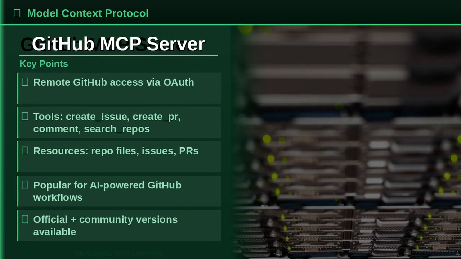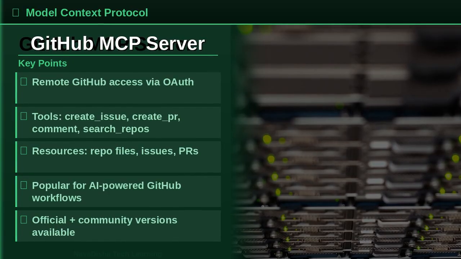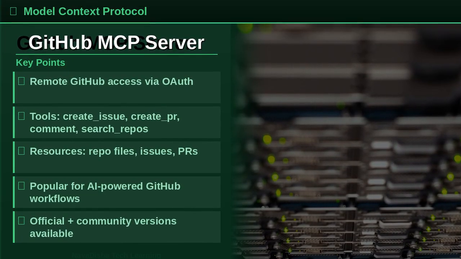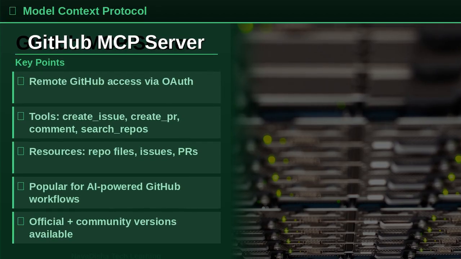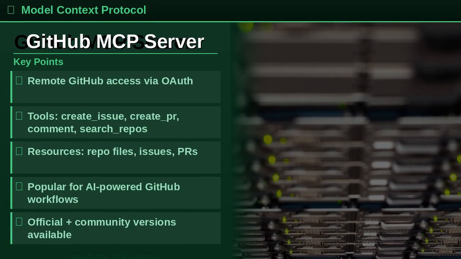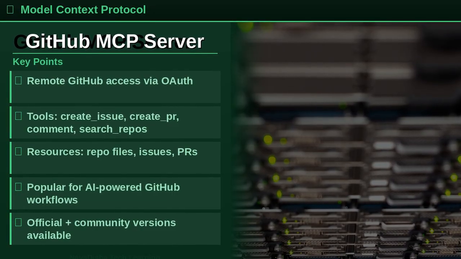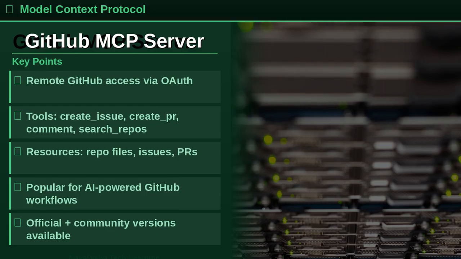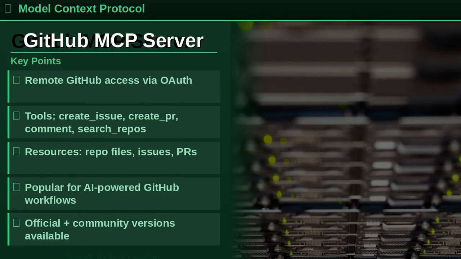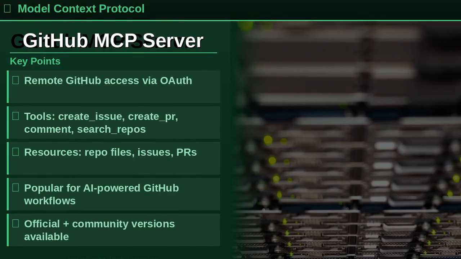Here are the key things to know about GitHub MCP Server. First, remote GitHub access via OAuth. Also, tools: create_issue, create_PR, comment, search_repos. Another key point, resources: repo files, issues, PRs. On top of that, popular for AI-powered GitHub workflows. Finally, official plus community versions available.